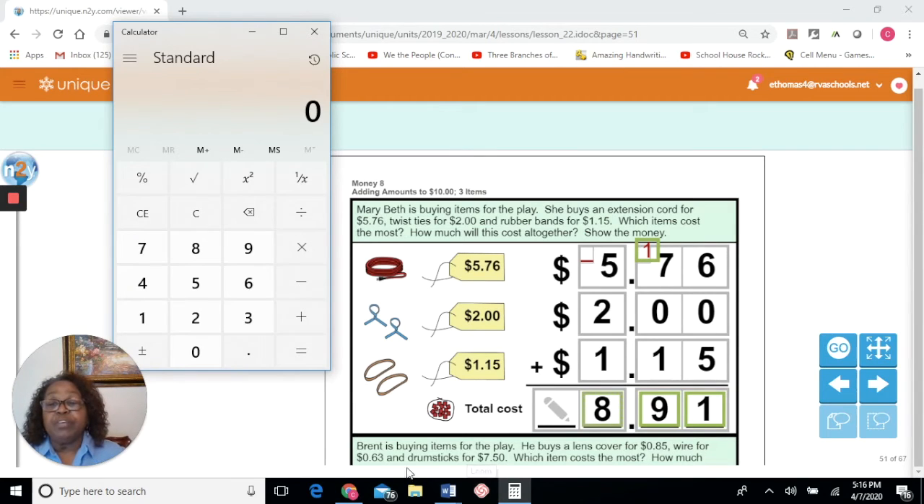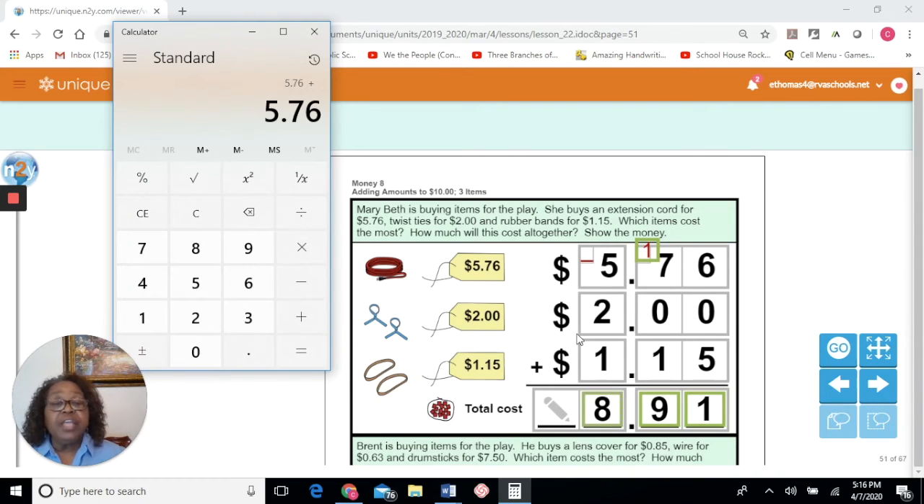$5.76. So it would be 5, decimal, 7, 6. Don't forget that decimal point has to go in there. You just can't put 576. You have to use your decimal point. So we use that and we add. There's the number we just added in. I love this calculator. It keeps up with what I'm doing.